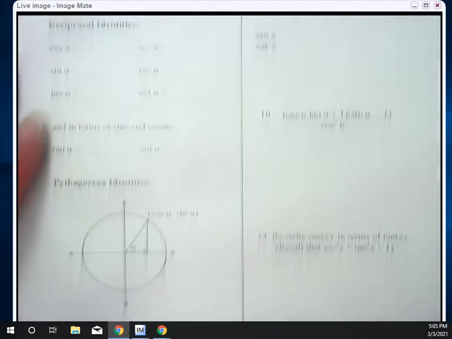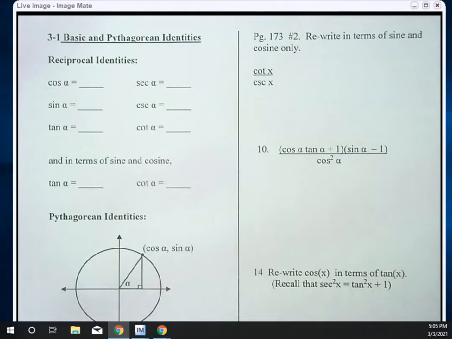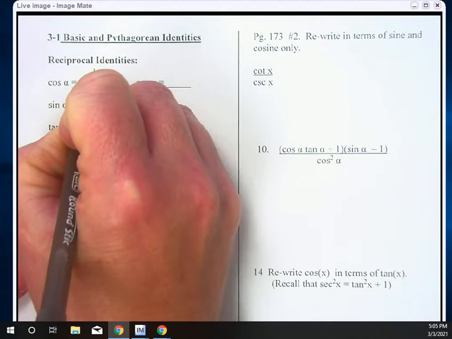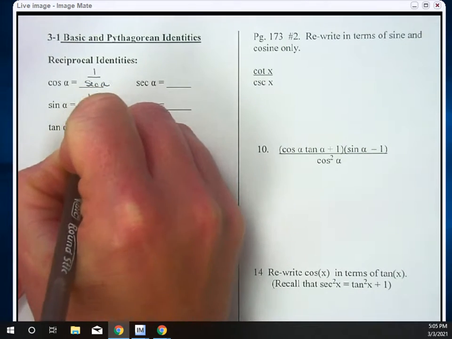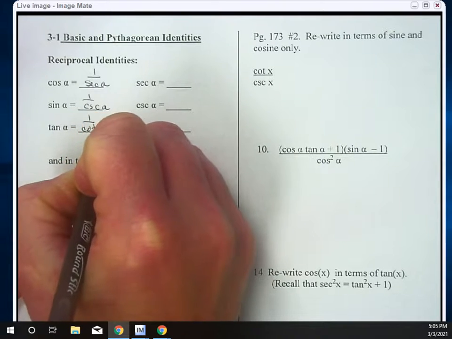Going to begin the identity section, chapter 3, section 1, with our reciprocal identities. Now, these are ones, guys, that you probably already know. The reciprocal of cosine is secant. The reciprocal of sine is cosecant. The reciprocal of tangent is cotangent.